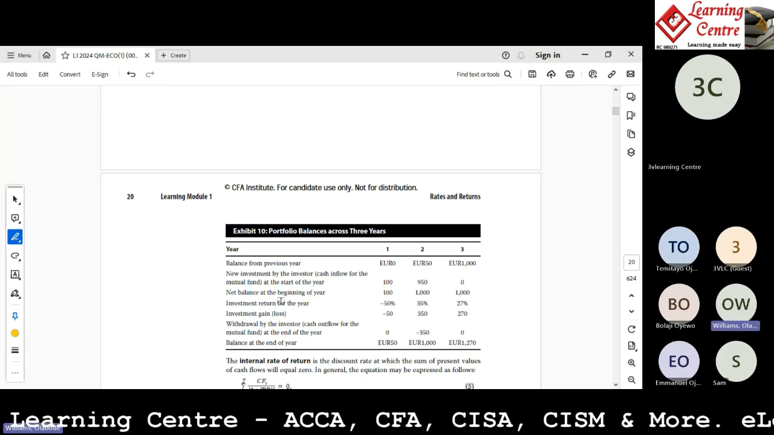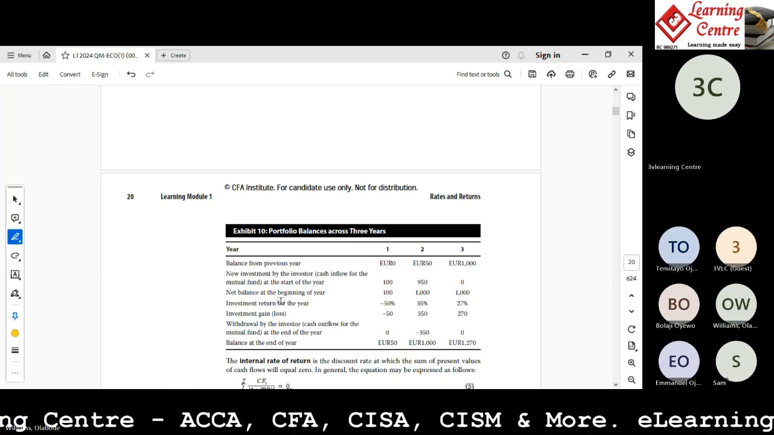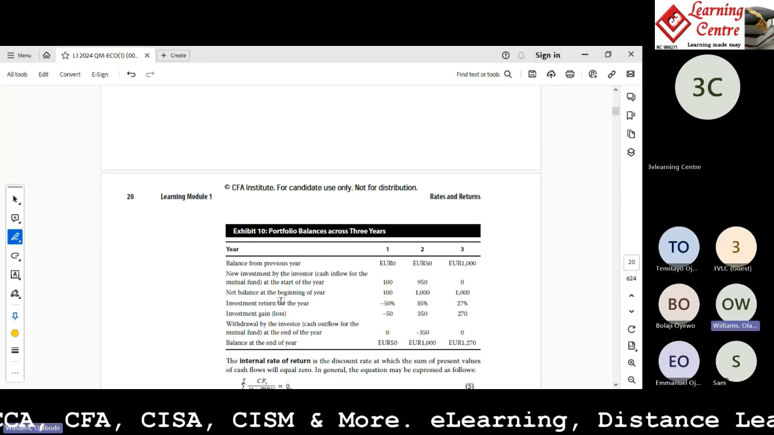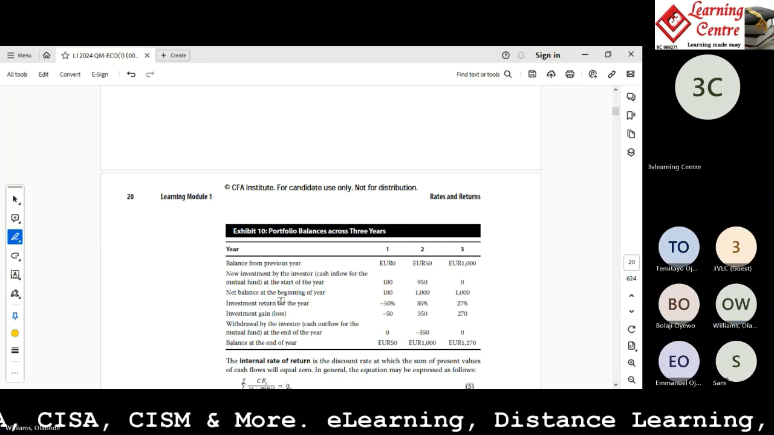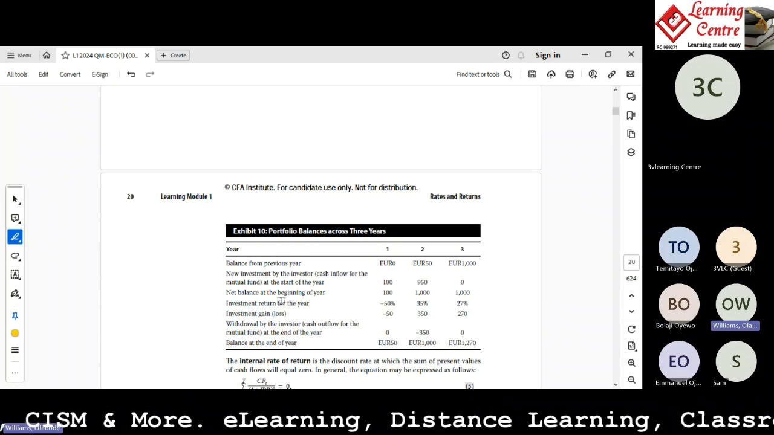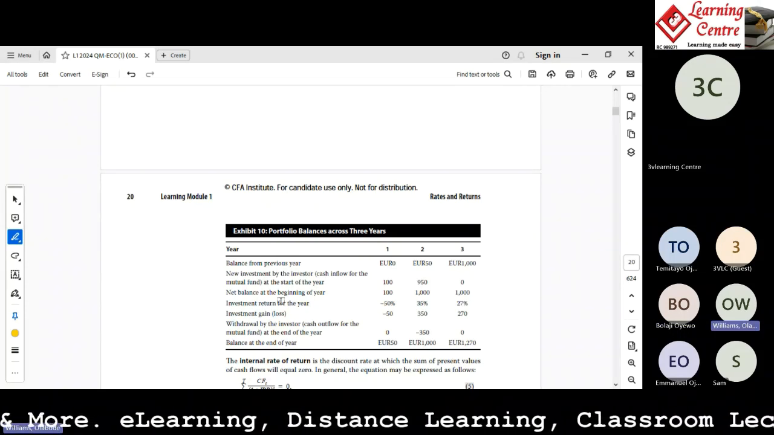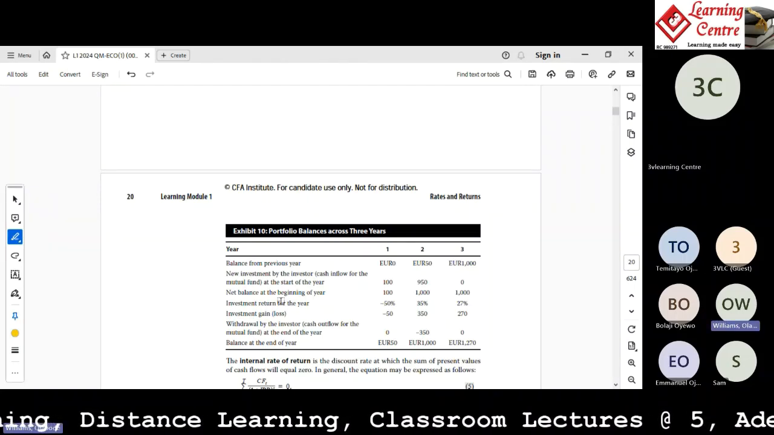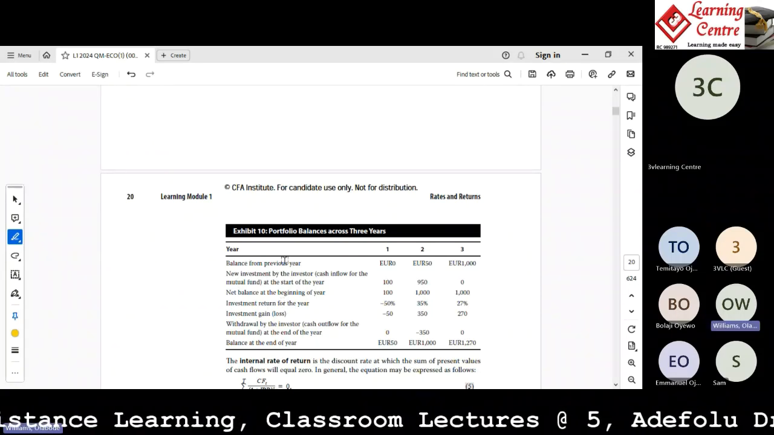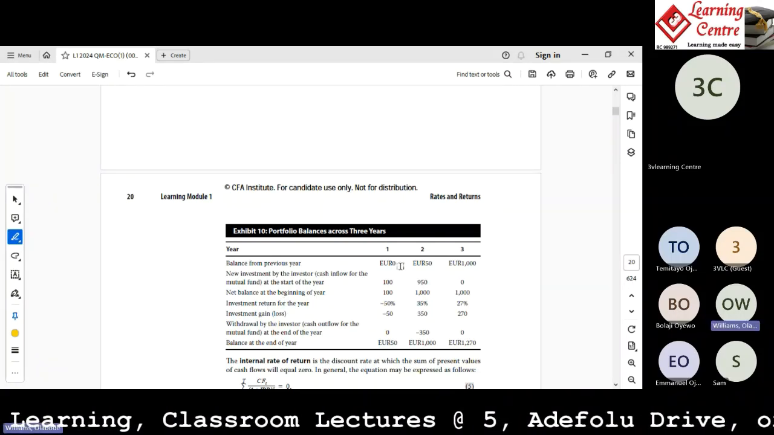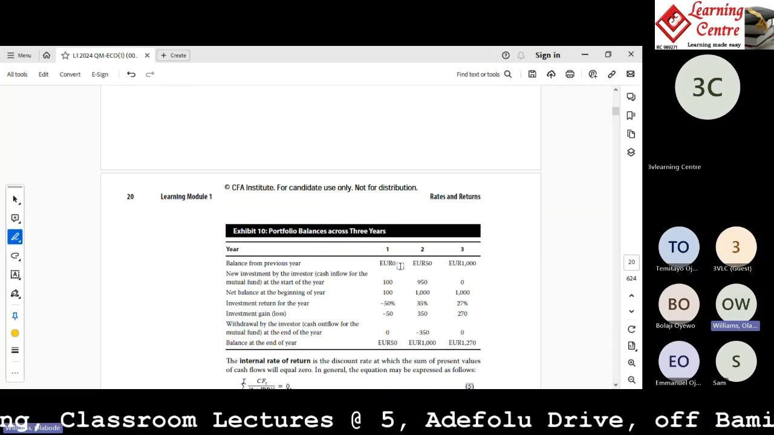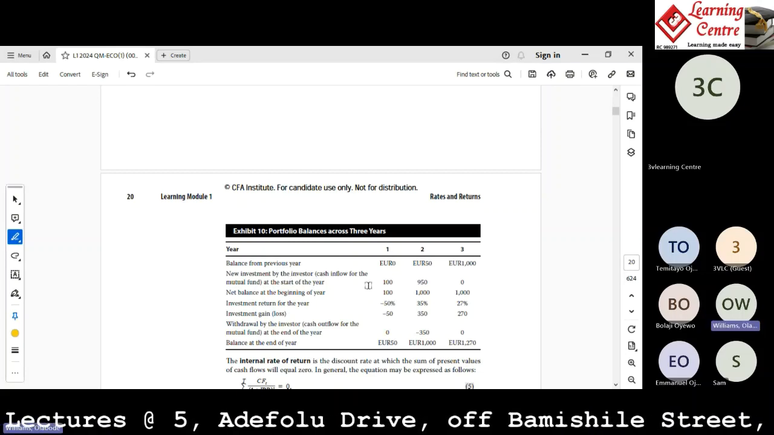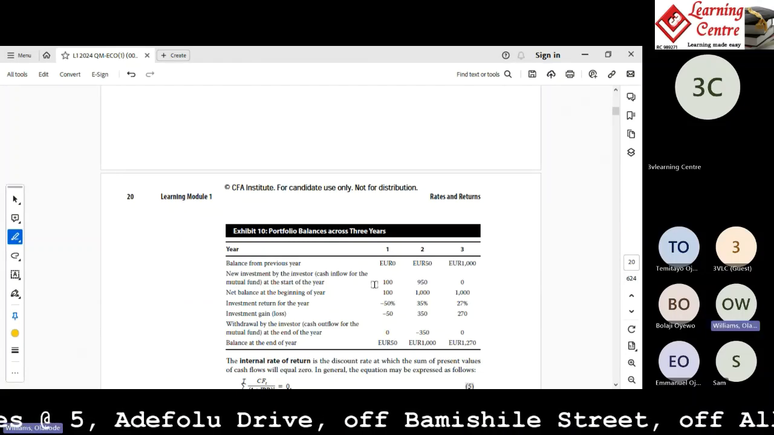Now, this table achieves one thing. Because numbers have been given, we really want to trace back what really happened from an actual point of view, so that when we then put this into calculation, we will know if we are correct or not. So that's what this table achieves. So let's follow the reasoning. Balance from previous year, 0. So from the previous year, there was no investment. New investment by investor, at the start of the year, is 100. At the start of the year, okay?